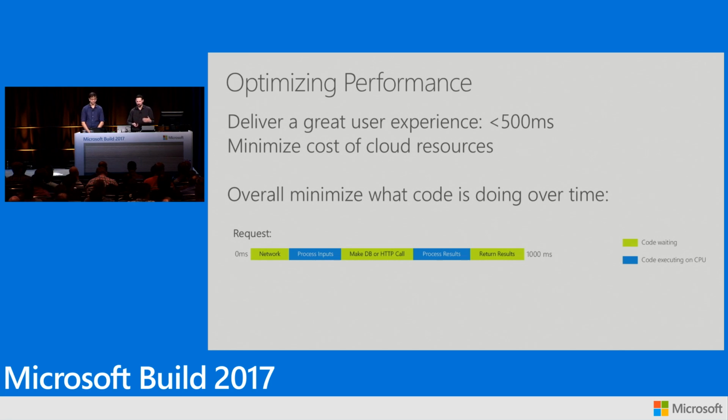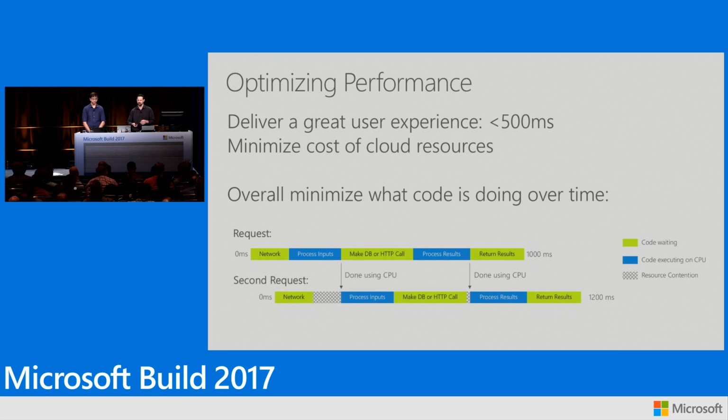So what happens when another request comes in just after that first one into the same system? In this case, let's think about it where I've got a single CPU VM running in the cloud. That second request is going to come in. It's going to send some network traffic. And then it's going to wait a little bit for the first request to be done using the CPU before it processes its inputs. And then it makes the same database call. But because of this resource contention, it's going to take a little bit longer for that request to execute.